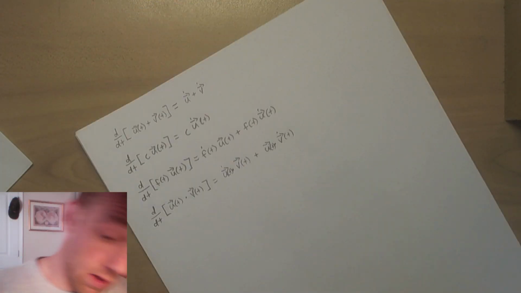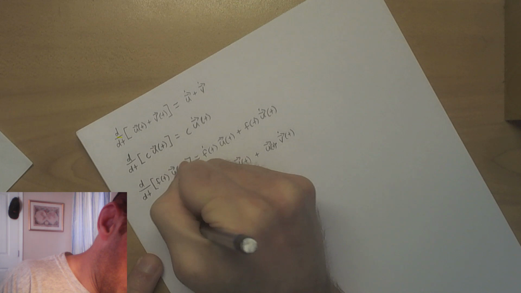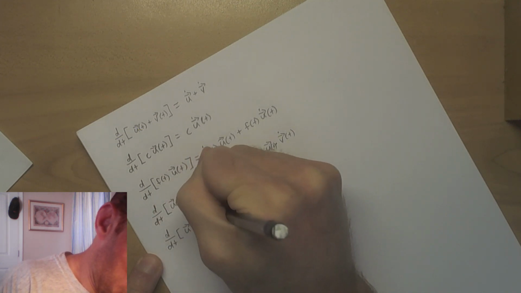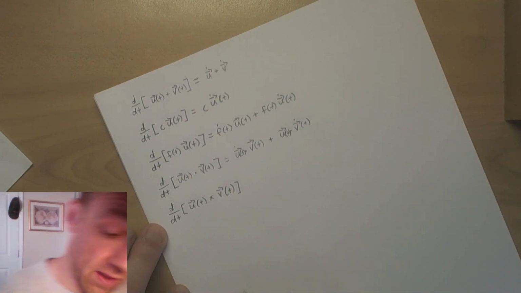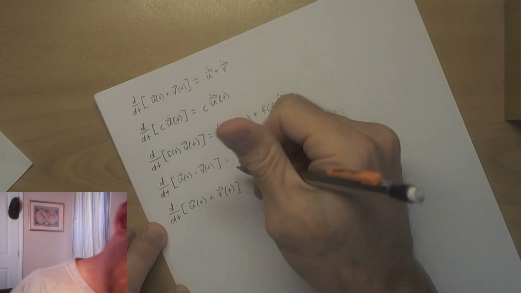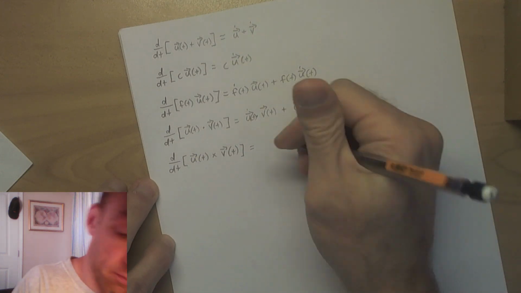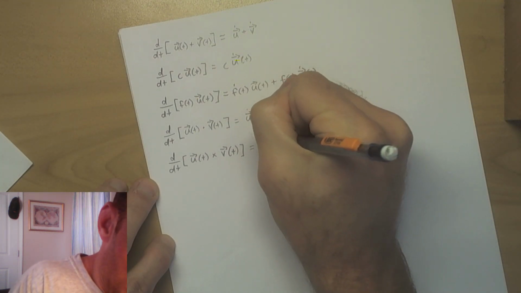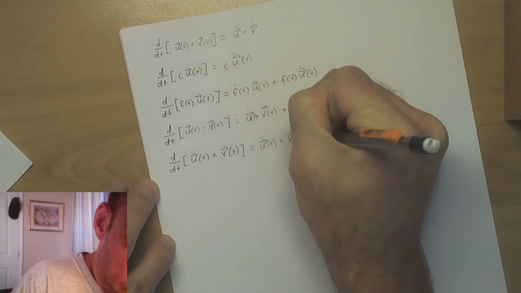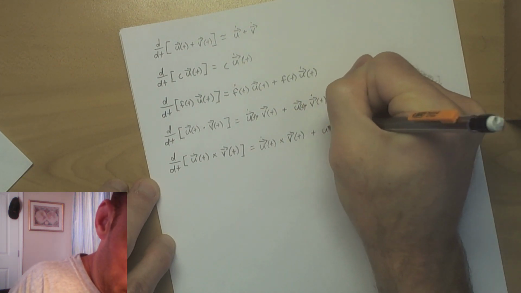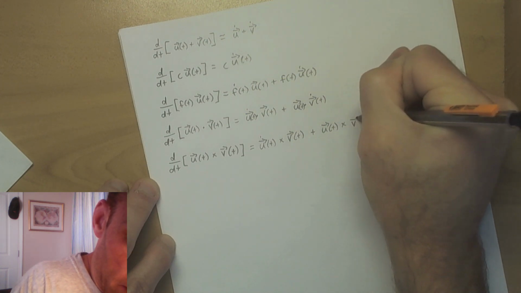Same for the cross product. So I have two vector valued functions. I take the time derivative of the cross product, and that's just going to be the same thing, except instead of applying the dot product, we're going to apply the cross product. So the derivative of the first crossed with the second, and I have to add the first vector crossed with the derivative of the second.